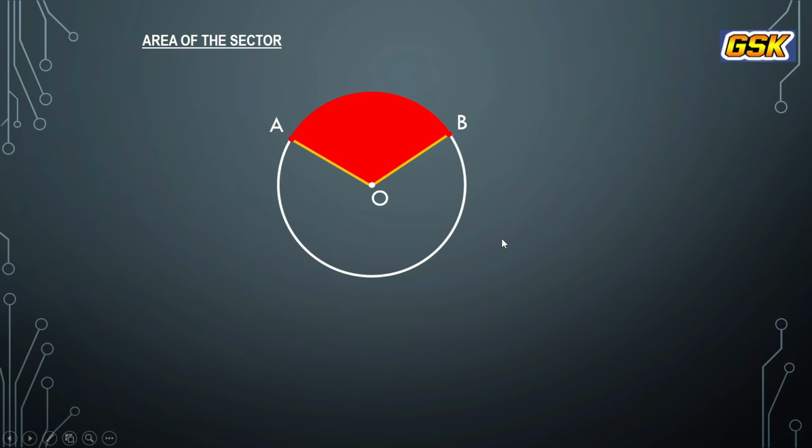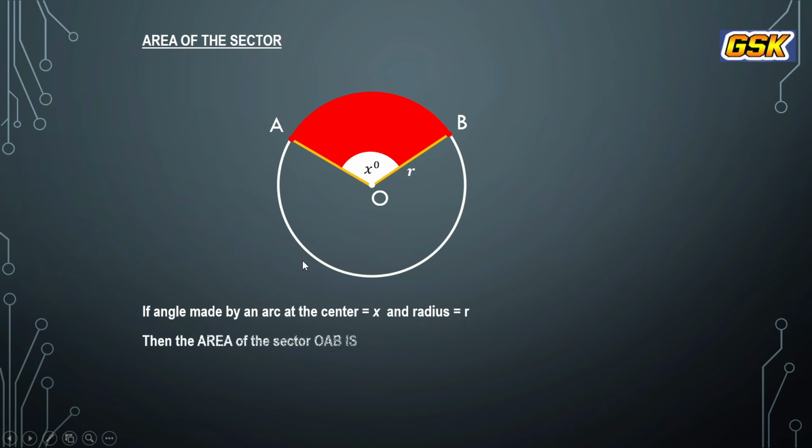Next, area of sector. How can we calculate this area of sector? If it makes x degrees with the center and the radius of the circle is r, then the area of sector is given by A is equal to x by 360 into pi r square, where pi is equal to 22 by 7.